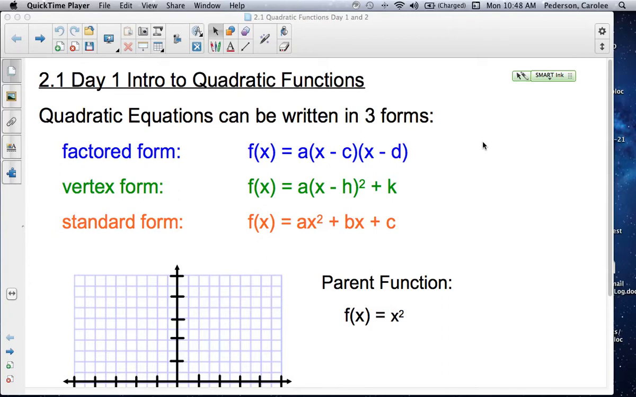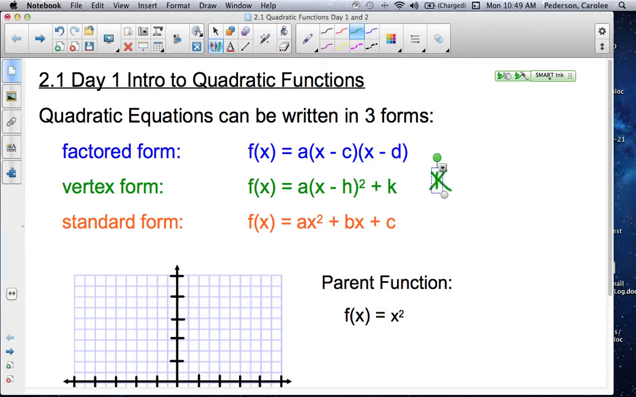The blue equation is what a quadratic equation looks like when it's in factored form. The green one is more what we've been working with, called vertex form, where we identify the critical point. Remember that your h and your k help you with that critical point, and you can apply the transformations to it. And then the last equation is what we call standard form, not the most popular form.